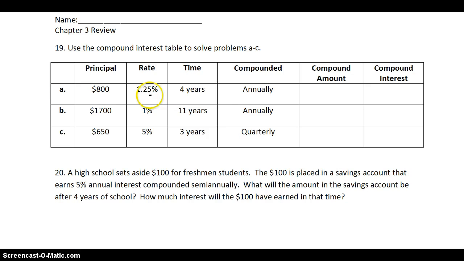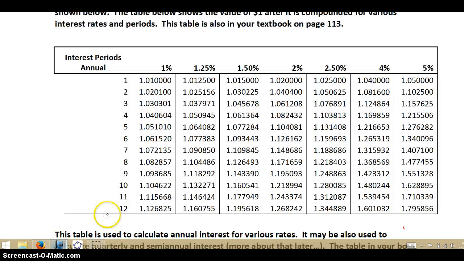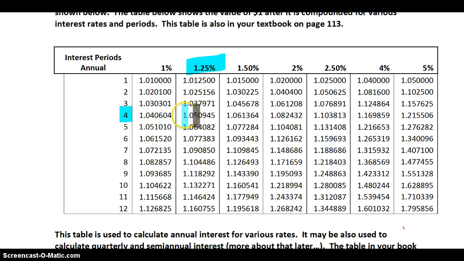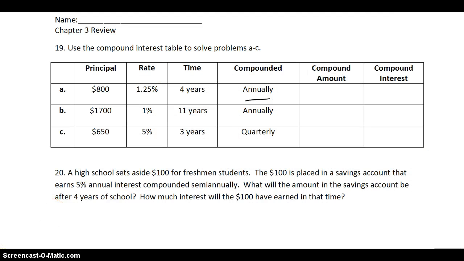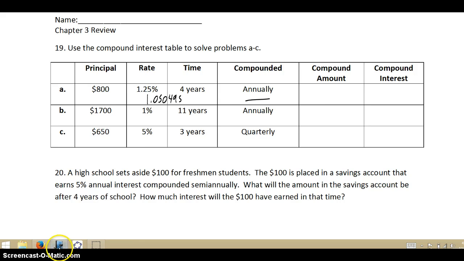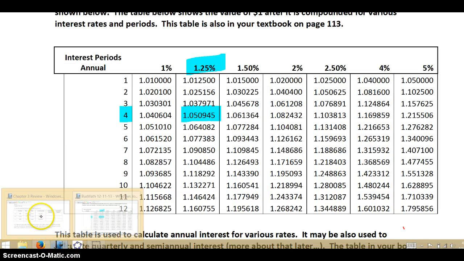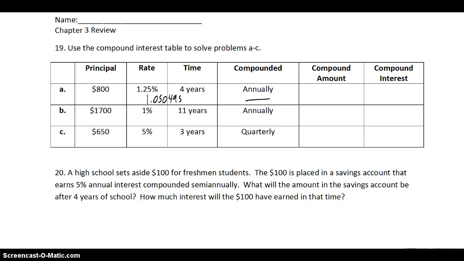$800 at 1.25% for 4 years annually. Annually is fine. You just look up the table. So here we go. 1.25% for 4 years. So we're going to look up the number. 1.25% is this column. 4 years is this row. So we are looking at 1.050945. My fault, 945. This is the number, 1.050945, that you're going to multiply by 800.